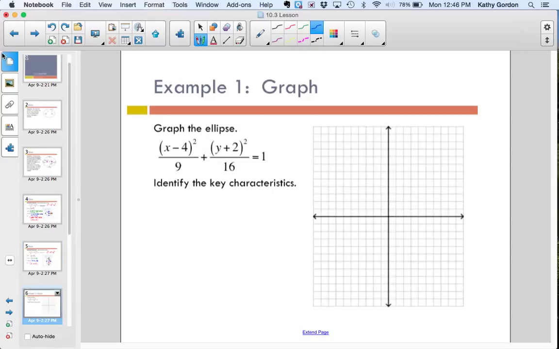Alright, so let's try it with some numbers. I want you to try this first. Graph it. Identify the key characteristics, which are center, vertices, co-vertices, and foci. Those four. See how far you can get, and then we'll talk about it together and answer any questions you might have. Try it on your own first.